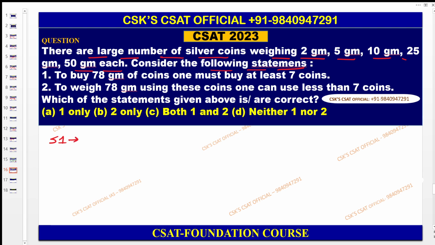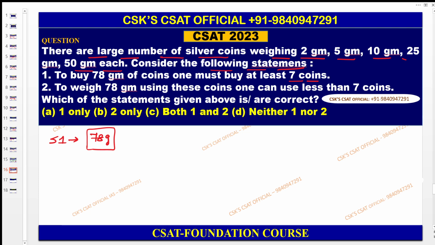Statement number 1. To buy 78 gram of coin, one must buy at least 7 coins. 7 coins we have to buy. Listen, exactly 78. Maximum you can write here 50, then 25, 75. Listen very carefully. When you are using this one, 2 has to be here, but it does not satisfy the 78. So you have to try in these formats. In the examination hall, there is no other option. Directly I can give you, but anyhow, just to do these things.